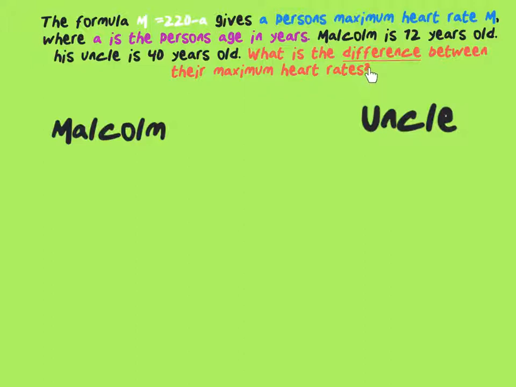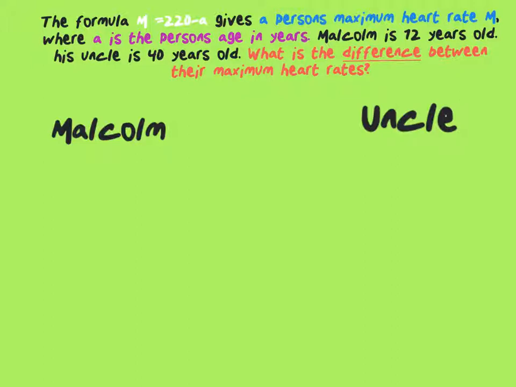It says that Malcolm is 12 years old. His uncle is 40 years old. What is the difference between their maximum heart rates? In order to find the difference in their maximum heart rates, we're going to have to find both of their heart rates, aren't we? So let's start first with Malcolm's.